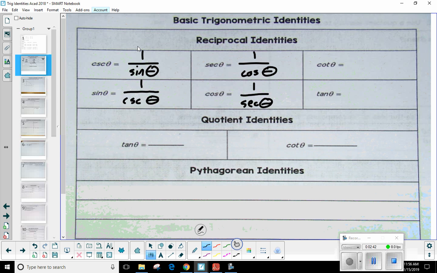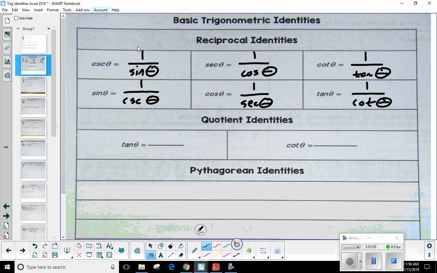Tangent. So I should be able to say that cotangent of theta is 1 over tangent of theta. And same token, tangent of theta is going to be 1 over cotangent of theta. All these rules are reversible and they work together. So these 6 are what we call the reciprocal identities.